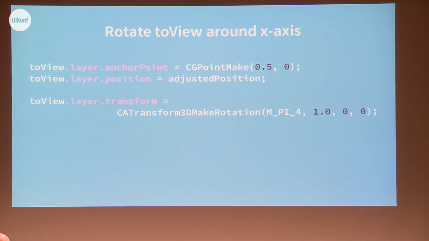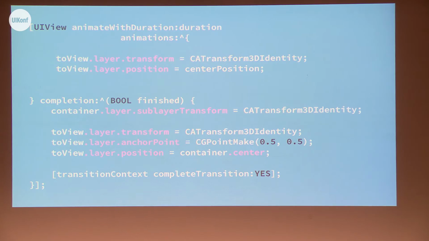And so once you set that perspective, you can start doing stuff like this: start the two views slightly rotated in the x-axis. And a note here also that we're changing the anchor point because we want it to rotate around the top of the view and not the center. So the anchor point default is in the center. And then we also have to adjust the position because if you adjust the anchor point, it adjusts the position, so we have to do that. And then when we animate, we just set it back to the identity transform, which will do that rotation.